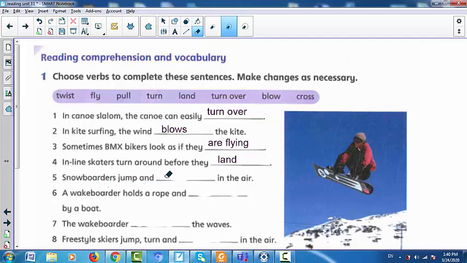Snowboarders jump and turn in the air. A wakeboarder holds a rope and is pulled by a boat. The wakeboarder crosses the waves. Freestyle skiers jump, turn and twist in the air. This is question 1 on page 113.